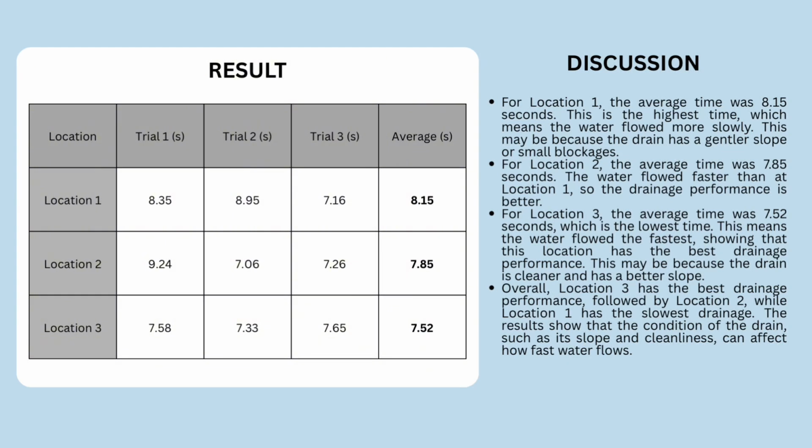For location 3, the average time was 7.52 seconds, which is the lowest time. This means the water flows the fastest, showing that this location has the best drainage performance. This may be because the drain is cleaner and has a better slope. Overall, location 3 has the best drainage performance, followed by location 2, while location 1 has the slowest drainage. The results show that the condition of the drain, such as its slope and cleanliness, can affect how fast water flows.